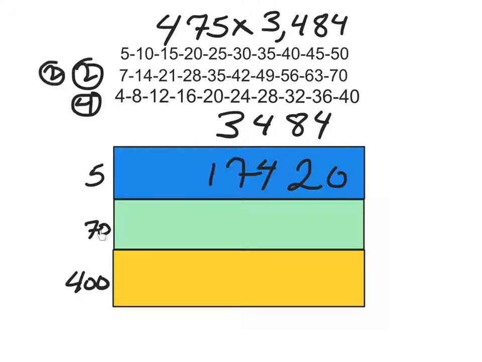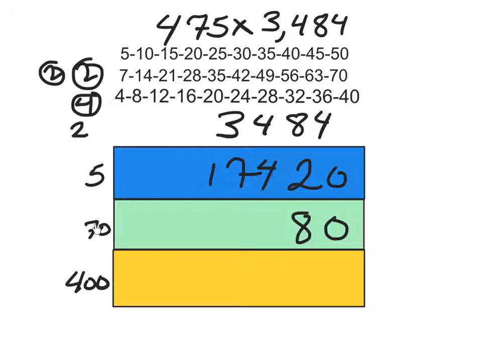Next, I'm dropping down here to the 70. I'll start with the 0. 0 times any number, in this case 3,484, will give you 0. I'm going to drop that 0 right there and move along. 7 times 4, 1, 2, 3, and 4 gives you 28. I'm going to drop the 8 and carry the 2.